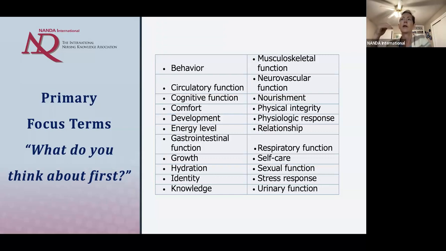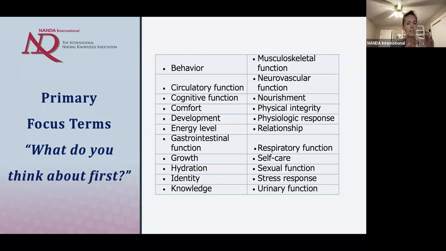And is it that you're like, oh, I'm seeing this patient has some self-care issues. So self-care might be the primary focus. Or I'm concerned about the nutritional status of my patient. So nourishment might be that first level term. I'm worried about the cognitive function of this patient. And then cognitive function might be that primary focus term.